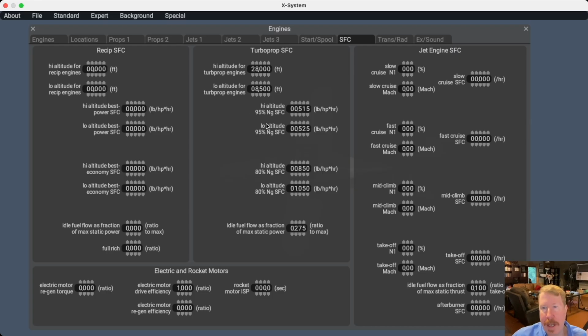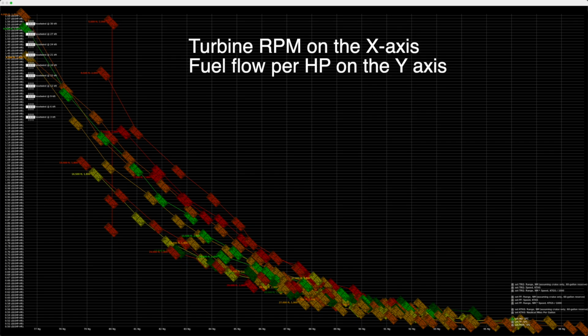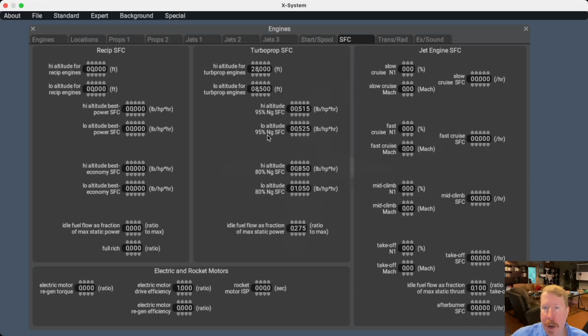And so we've got a 95% compressor RPM, 95% NG, and an 80% compressor RPM. This is like a high power, 95% RPM. This is a low power, 80% RPM. And look at the difference in efficiency. Oh my God. Low altitude, 95% compressor RPM, specific fuel consumption 0.525.